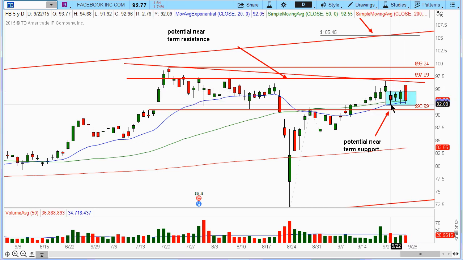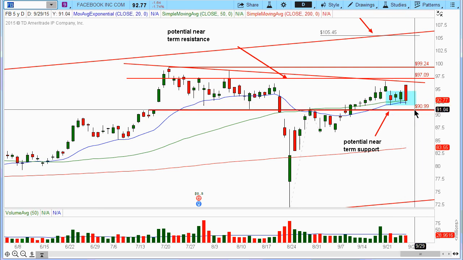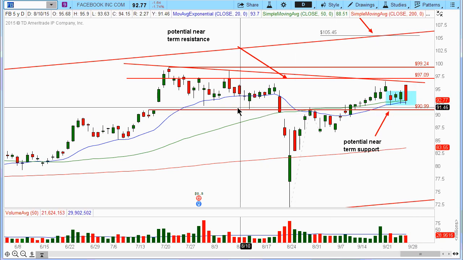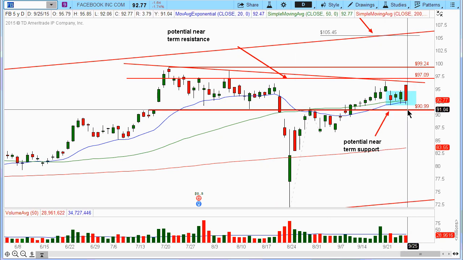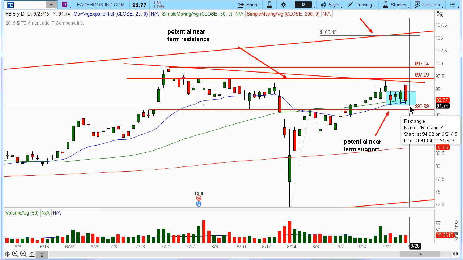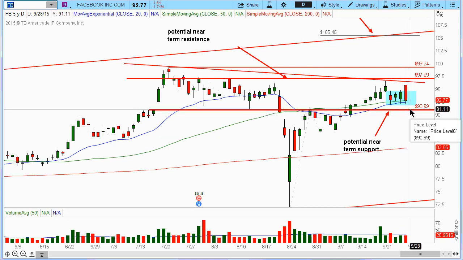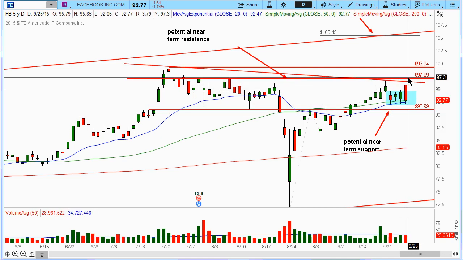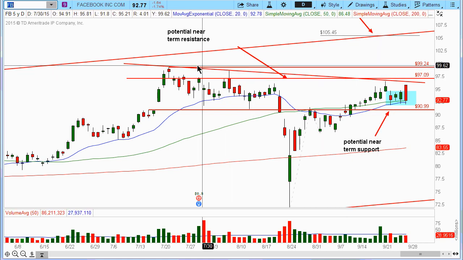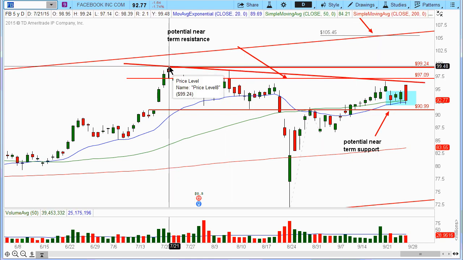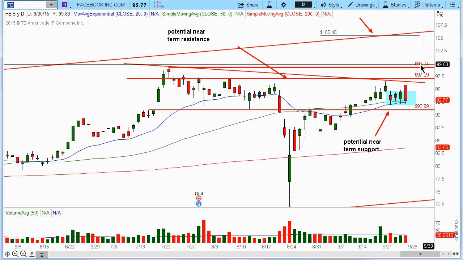If we're going to break below this low here, somewhere around 91, 92, then there's a good chance it comes down and tries to retest this 91 area, and that might also present an interesting level to keep an eye on for a potential bounce, because that could be a support here. And if we take out this 97.09, then the all-time high would be back in play, this 99.24.